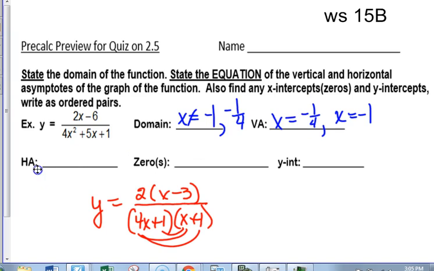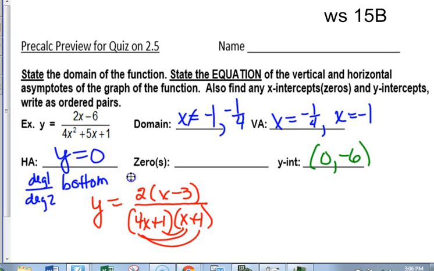All right, horizontal. How'd you get that? Okay. You put a 0 in and got out a negative 6. What is that? That's the y-intercept. Good call. What else is going on? Horizontal asymptote has to do with degree. It's degree 1 over degree 2, so we have bottom heavy, and a lot of you have memorized that that means y equals 0 is our horizontal asymptote. Everybody okay?